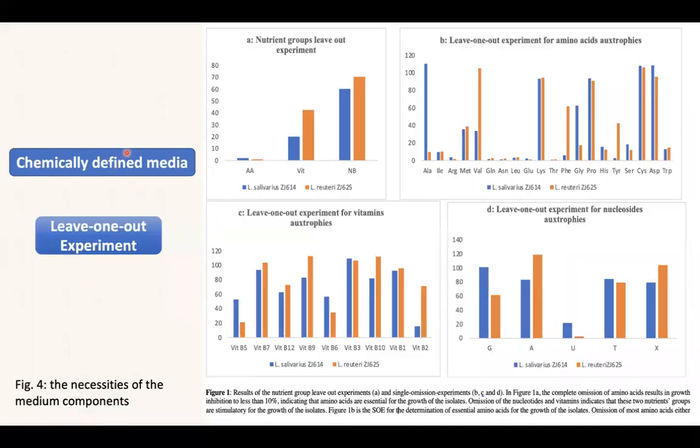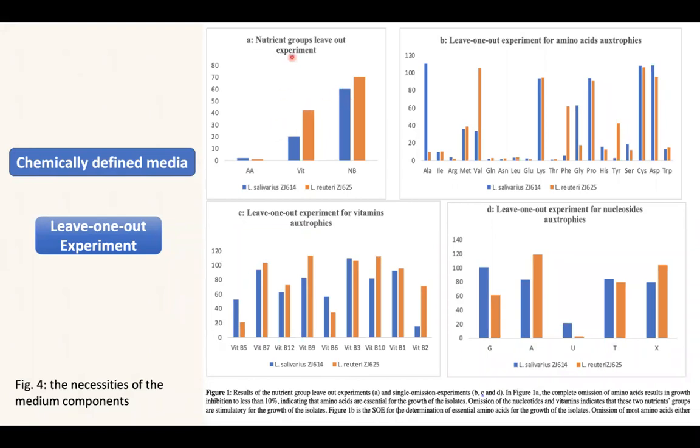So for the chemically defined medium, here is the result. Like I said earlier, I did what we call leave-one-out experiment, or single omission experiment. In the single omission experiment, I had a total of about 48 compounds, which consist of the 20 amino acids, 10 vitamins, I think 10 or thereabout, and also the 5 nucleoside bases, and other minerals such as the phosphate buffer. I have the table having all of them.